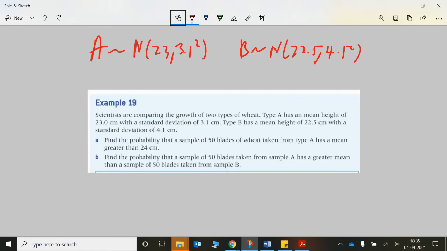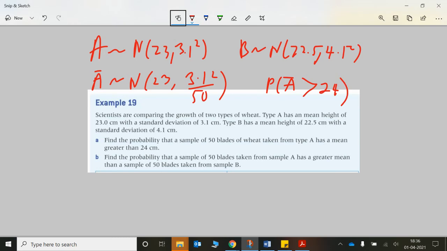Okay, find the probability that a sample of 50 blades of wheat. So now we're saying here A bar is going to be equal to, again, 23 and then 3.1 squared divided by 50 there. So for this one, we're looking for the probability that A has a mean of greater than 24 centimeters. So we've got A bar is greater than 24 centimeters.